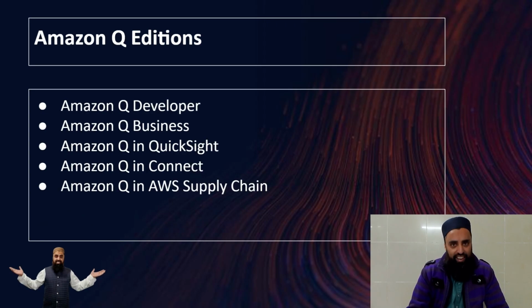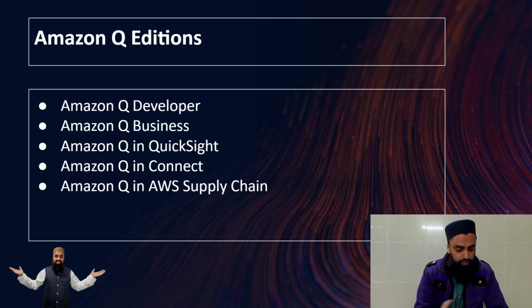Now, there are actually Amazon Q editions. I told you that it is not limited to one area only. It is not limited to DevOps engineers. It is not limited to cloud engineers or site reliability engineers or AWS engineers. We can use other editions of Amazon Q. Business analysts can use Amazon Q. Supply chain engineers can use Amazon Q.